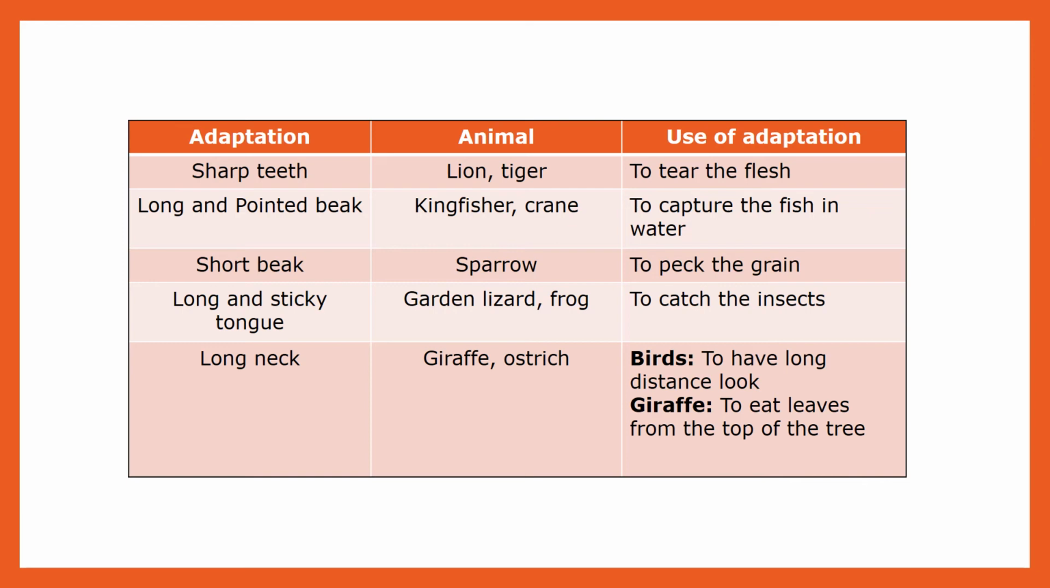Now long neck. That is giraffe and ostrich. These both animal and bird have a long neck. So what is the use of a long neck for the bird? That is to have a long distance look, means the ostrich can see far away objects easily. Means they can save themselves from the enemy.